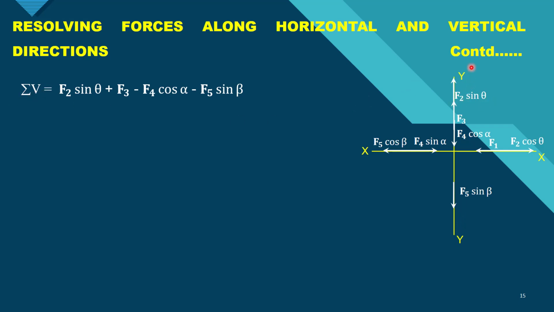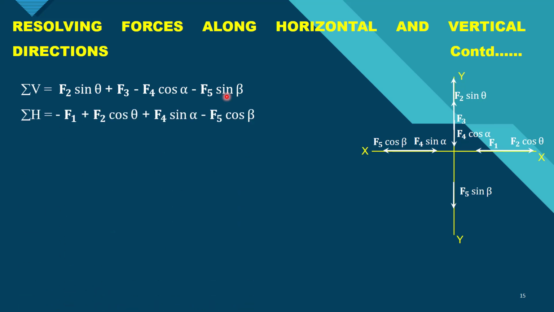When you try to find out the algebraic sum of all the vertical components, see here F2 sin theta is acting in the upward direction, so that is positive. F3 is acting in the upward direction, so that is positive. F4 cos alpha is acting in the downward direction, so it is given a negative sign. And F5 sin beta is also acting in the downward direction, so that is also given a negative sign. There are no other forces acting on the y axis. So sigma V will be F2 sin theta plus F3 minus F4 cos alpha minus F5 sin beta.